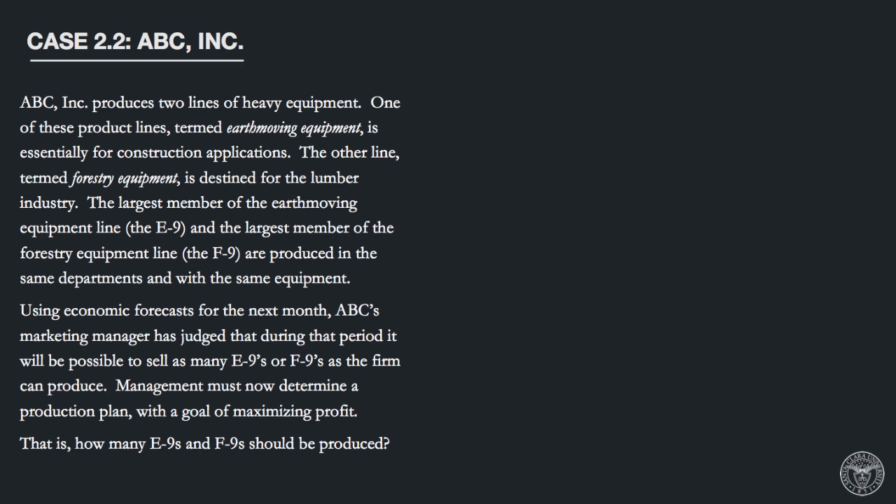In order to produce those two equipment lines, we need both Department A and Department B in terms of machine operations. Department A has 150 labor hours and Department B has 160 hours of available time. Each E9 uses 10 hours of machine time in Department A and 20 hours in Department B. Each F9 uses 15 hours in Department A and 10 hours in Department B.